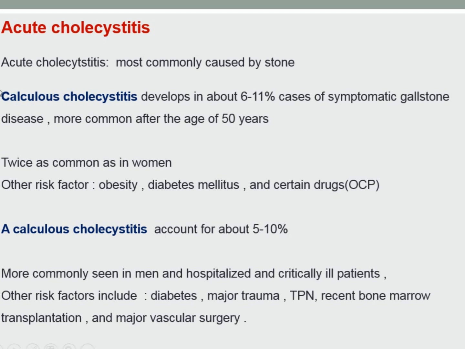Just one note: when you write acalculous, it's one word. There is no space. Okay? Now this is calculus, so this is stone. So you have to be sure to know there is no space. It makes a big difference. Anyway, it's understandable, no problem. Acalculous cholecystitis is commonly seen in men and in hospitalized or critically ill patients. Other risk factors include diabetes, major trauma, total parenteral nutrition, recent bone marrow transplantation, major vascular injury, and surgery.